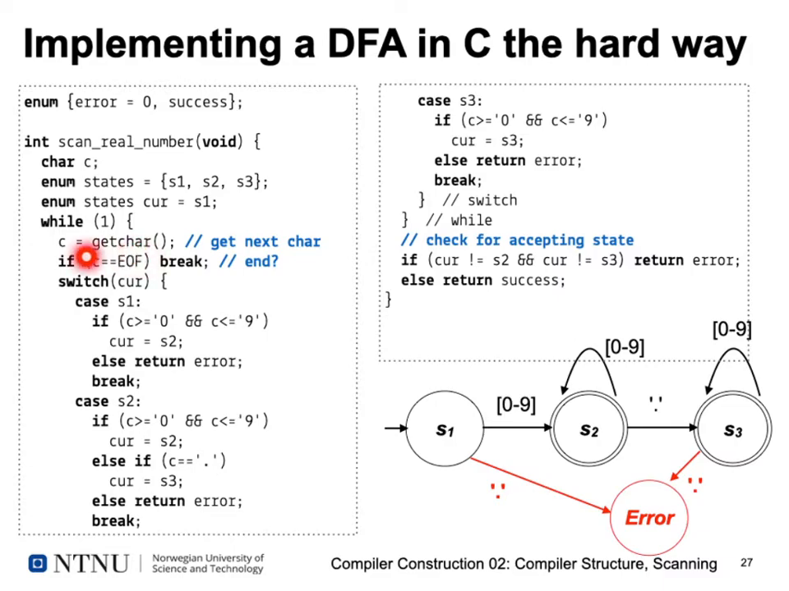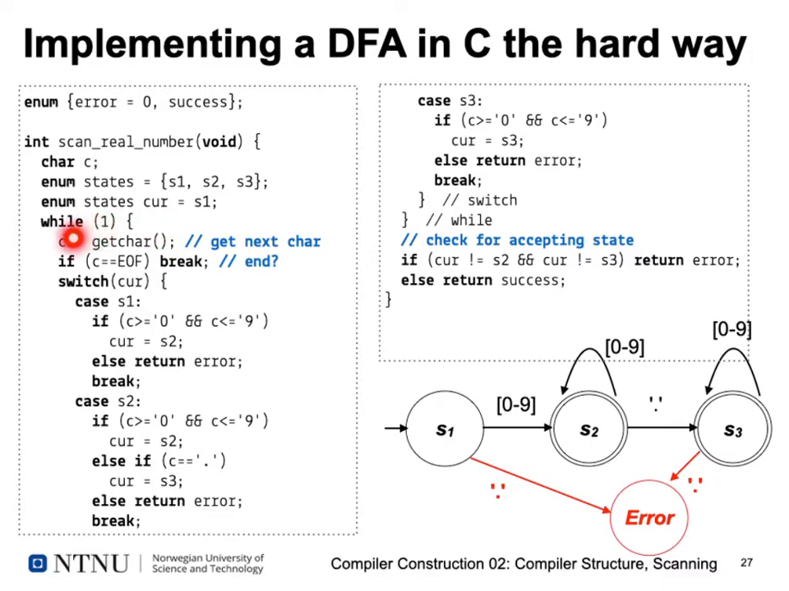Now if this character is the end of file, so we don't have any characters left in our input, we break out of our while loop and we end up here. Here we check if our current state is S3 or S2. If this is not the case, we are not in an accepting state but don't have any characters left, so we just return the error. But if we're in either S2 or S3, we return success. So we know what the automaton does when it ran out of characters. What does it do when it has characters left?